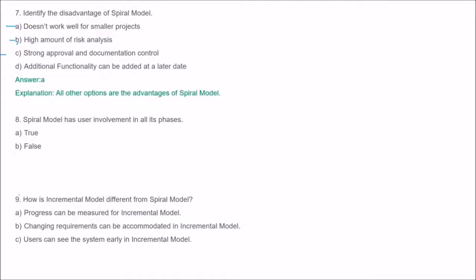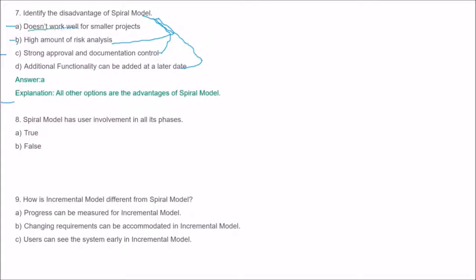The answer is A, because of the high amount of risk analysis. This is the advantage of the spiral model. Strong approval and documentation control. This is the advantage of the spiral model. And additional functionality can be added at a later date. This is also an advantage of the spiral model.